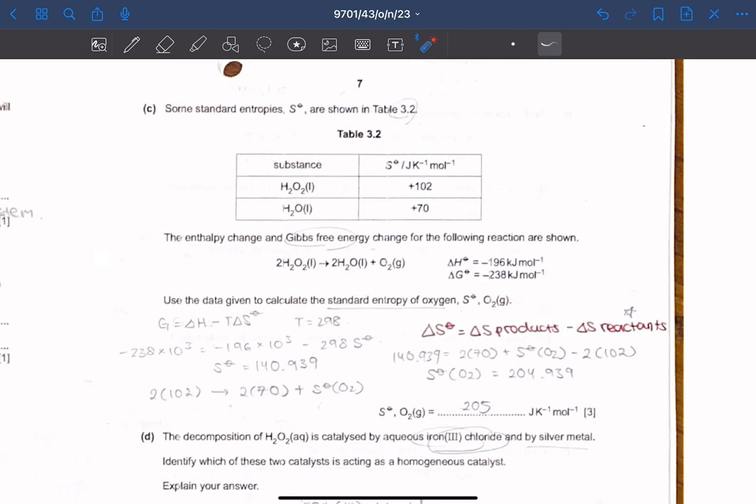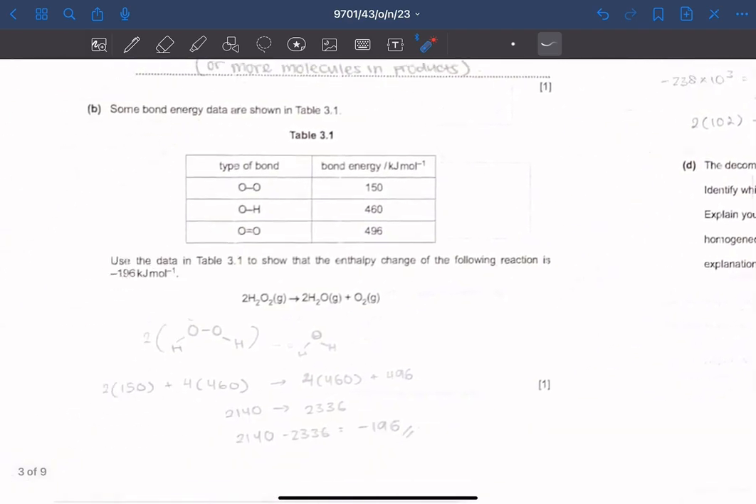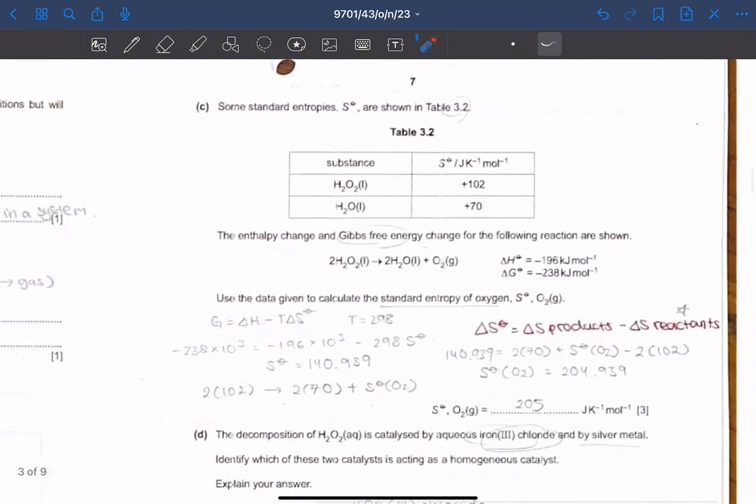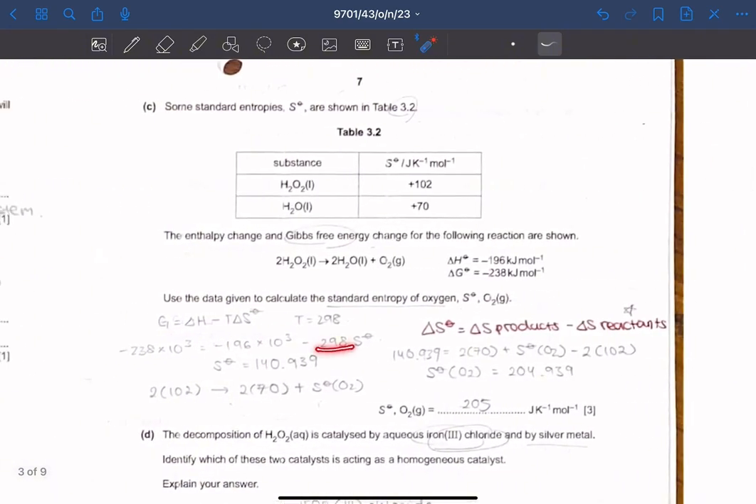So first insert G. G negative 238 times K. Don't forget K. K is times 10 power 3. So negative 238 times 10 power 3. Delta H negative 196. Negative 196 times 10 power 3. And T is always in kelvins. So in here it's in standard room temperature and pressure. Here it's stated in the beginning of the question. So I've placed 298 and the symbol of entropy. Then I calculate for the value of entropy, 140.939.